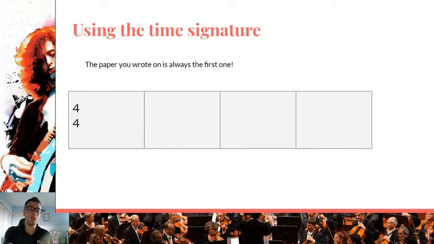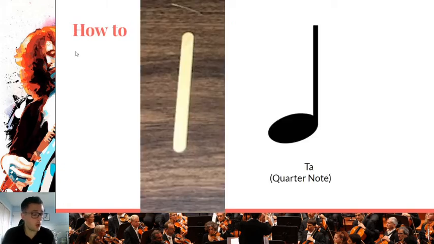So now each box is going to represent a beat for us, and as we add our rhythms in there, we're going to start seeing how many beats each note takes up. And that makes it a little more visual for us and makes it a little easier to understand. So let's give it a try. So let's learn how to do these things.